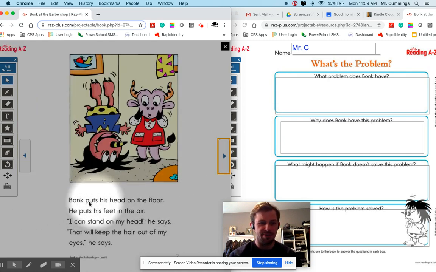Bonk puts his head on the floor. He puts his feet in the air. I can stand on my head, he says. That will keep the hair out of my eyes, he says.